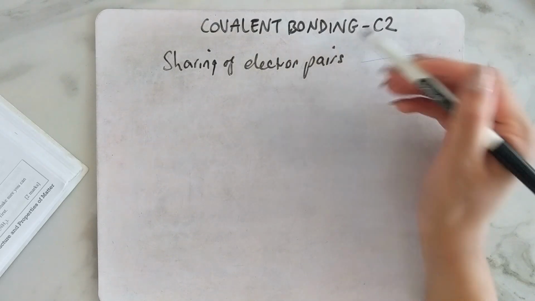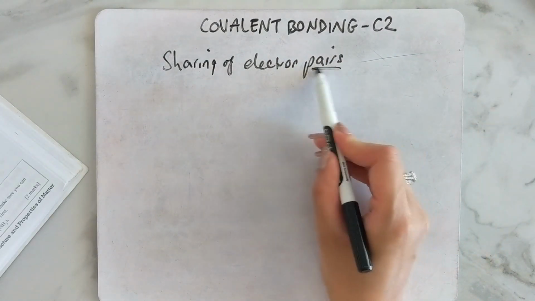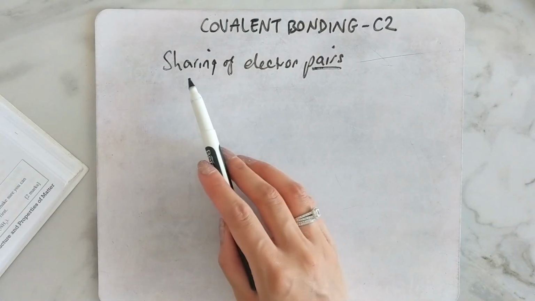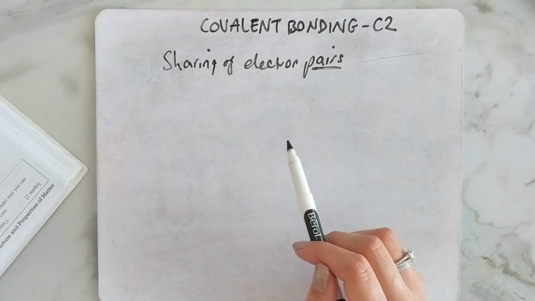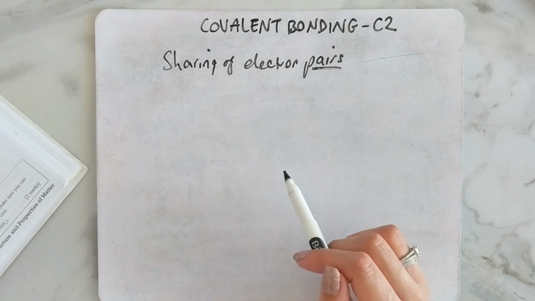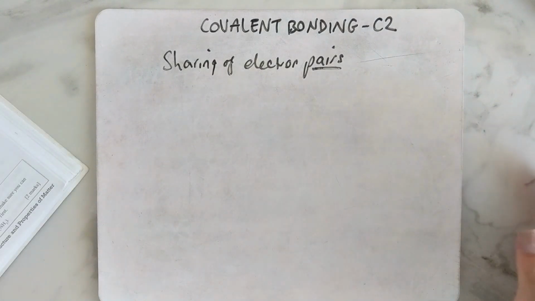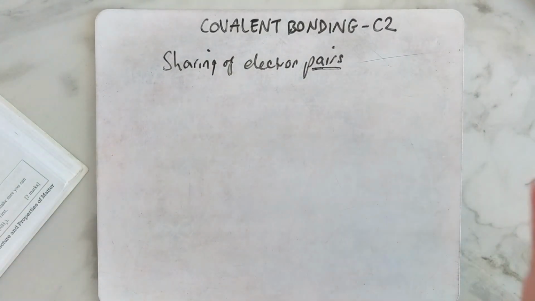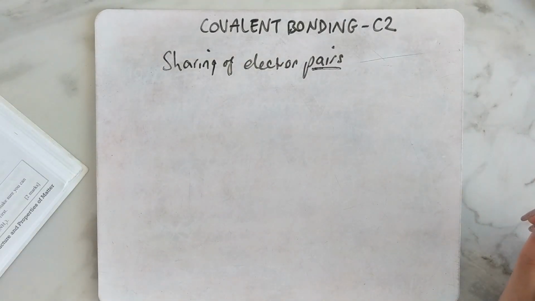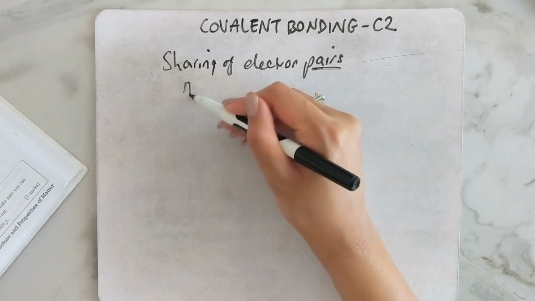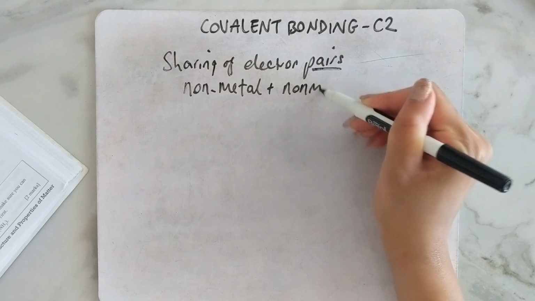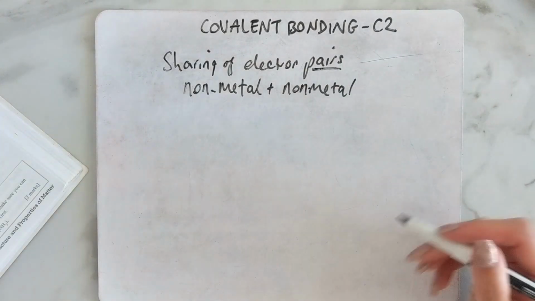And it's really, really important that you mention the word pairs. That is a key word. If you were just to say the sharing of electrons in your answer in the exam, you would not get the mark. You have to say sharing of electron pairs. Pairs meaning 2 or 4 or 6 or any multiple of 2. So this happens when non-metal atoms bond together. So non-metal and non-metal. This is when covalent bonding tends to happen.